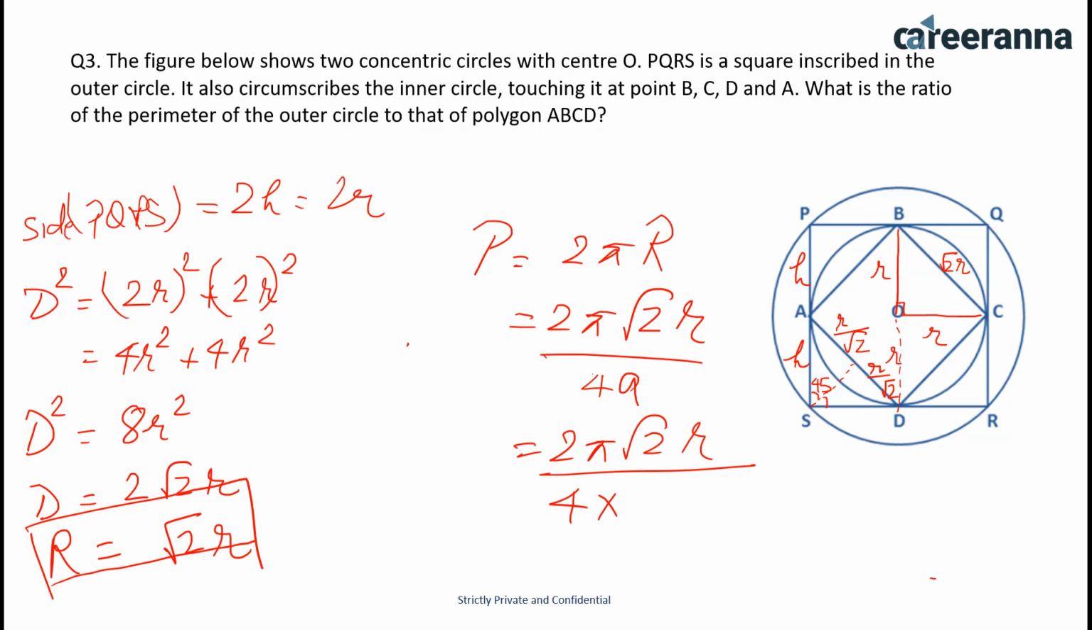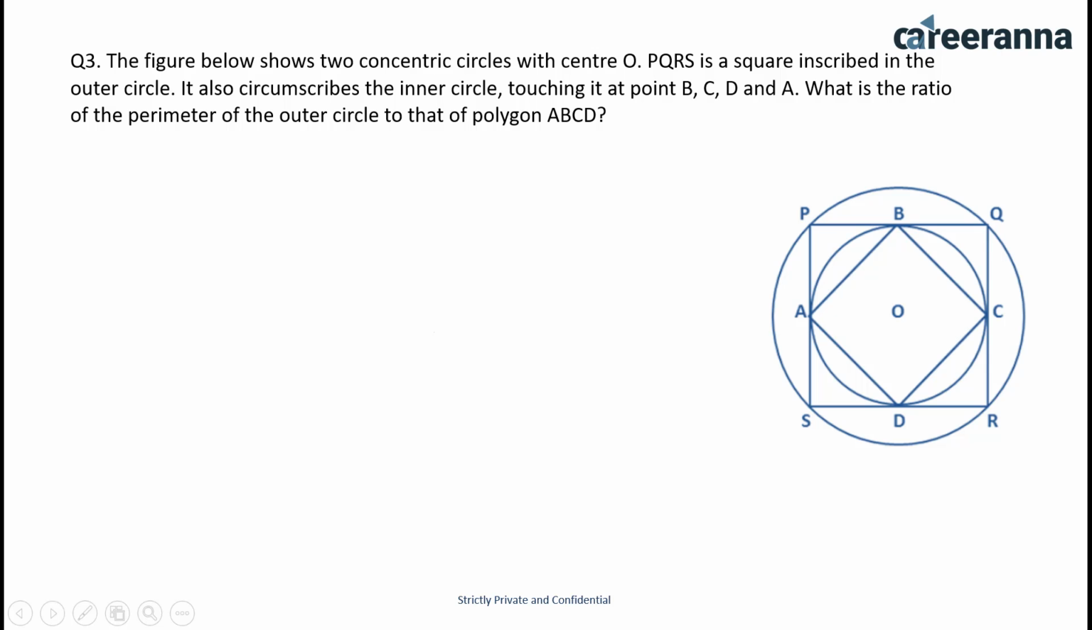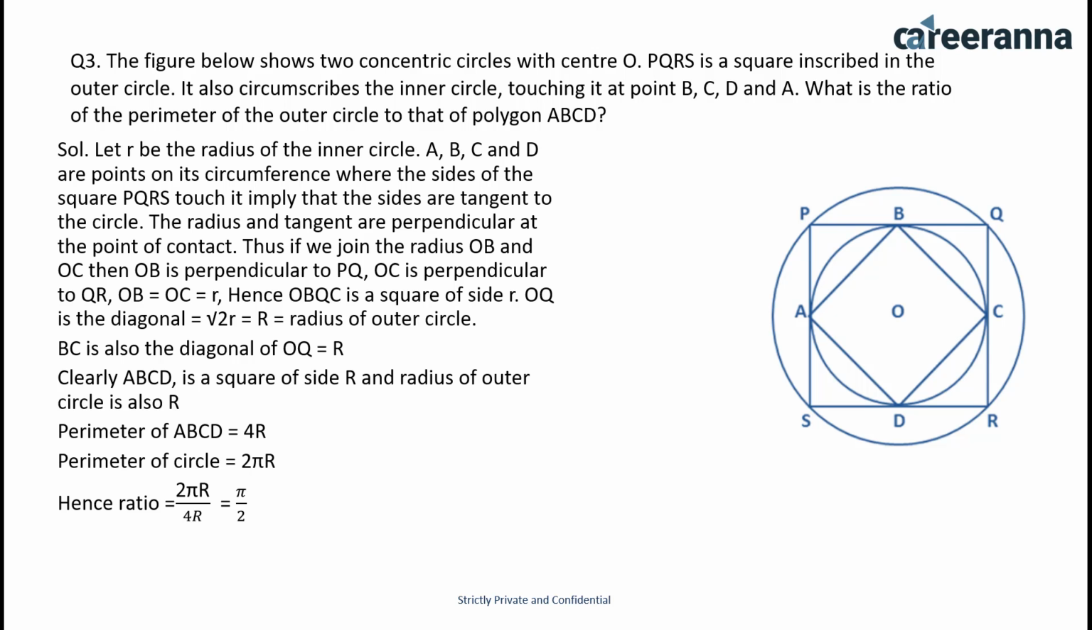A for this case is root 2r. So again root 2r. This root 2 and root 2 get cancelled, r gets cancelled. The value will become pi by 2, or I can say the ratio is pi is to 2. So our answer to this question is pi is to 2. Let's look at the solution to this question. Moving on to the next question.